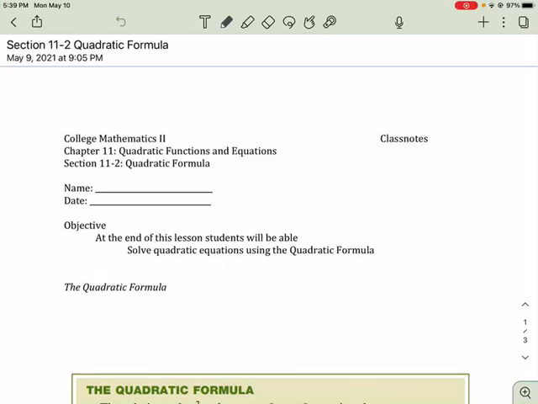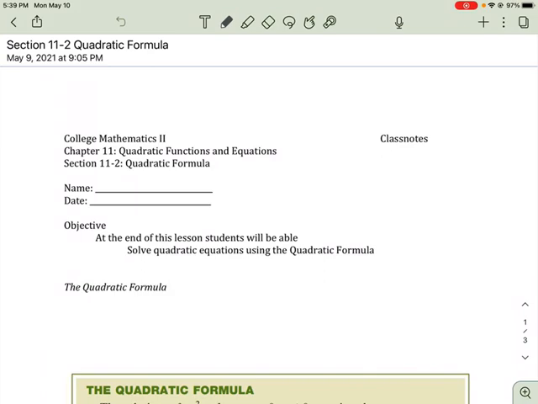Hi everyone. So we're going to work on the quadratic formula. I feel like we've talked about it in past math classes, but I love the quadratic formula. It's like the Pythagorean theorem. You just know it. It's something that you just need to know. It solves a lot of things.